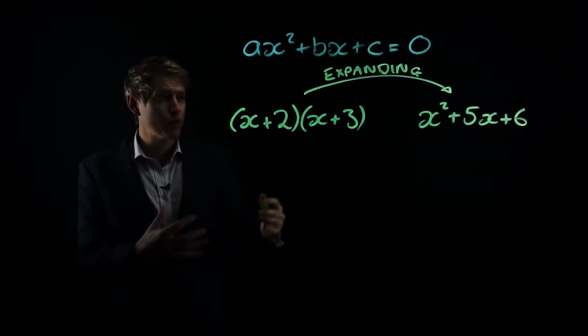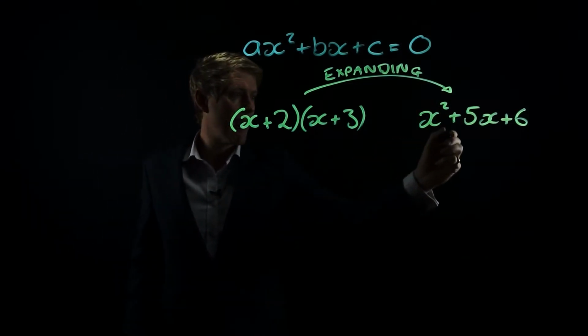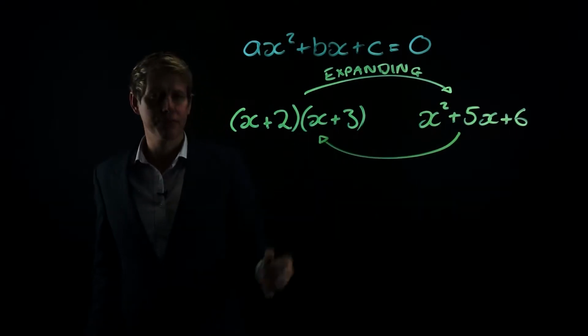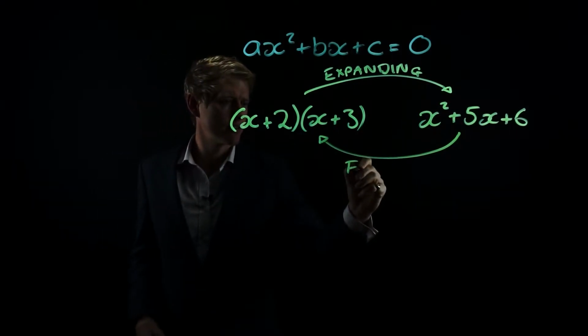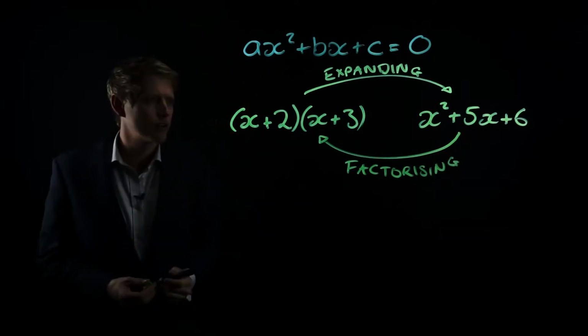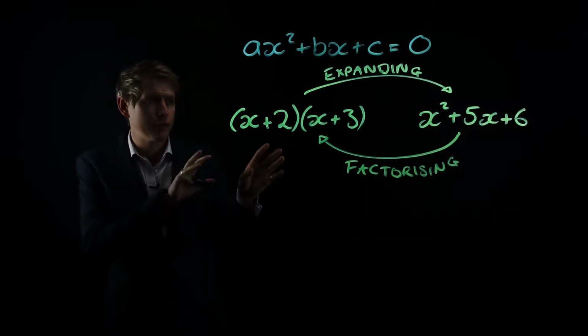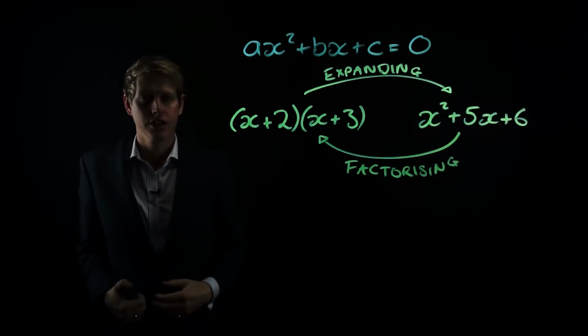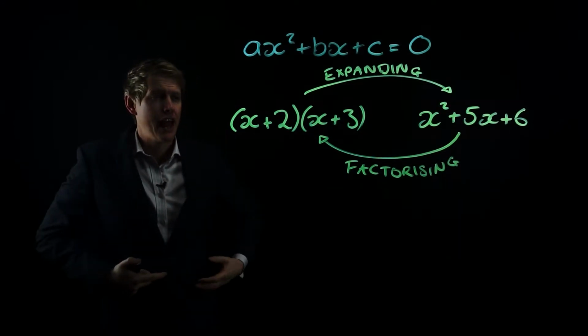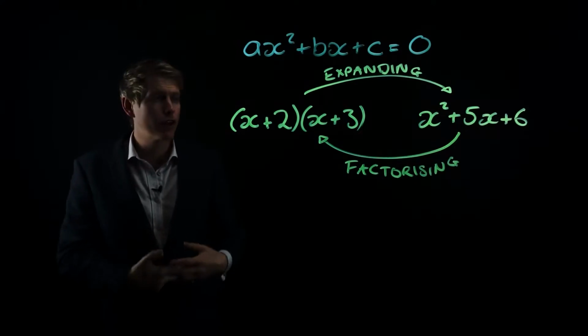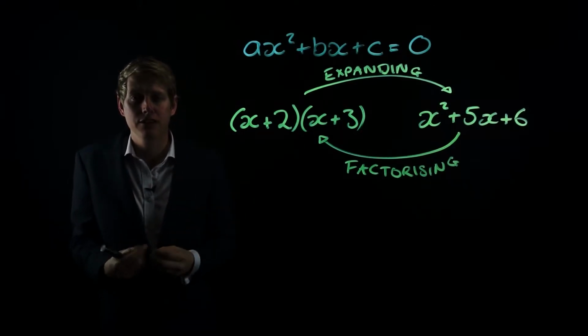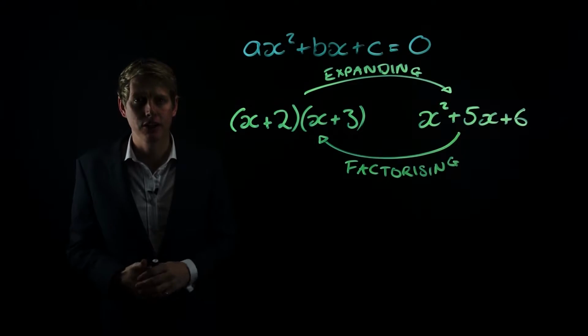The opposite, when we're going the other way to get from here to here, that process is called factorising. Right, so we know how to expand. This session we're going to be looking at how we factorise equations. When I think of factorising, I often think, how do we put the brackets in? We're looking for factors, that's a key word, factorising, factors. Well, let's have a look at an example.